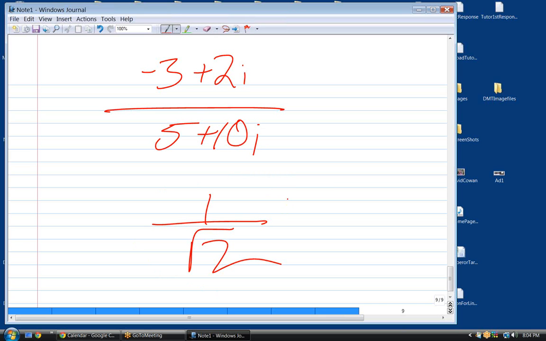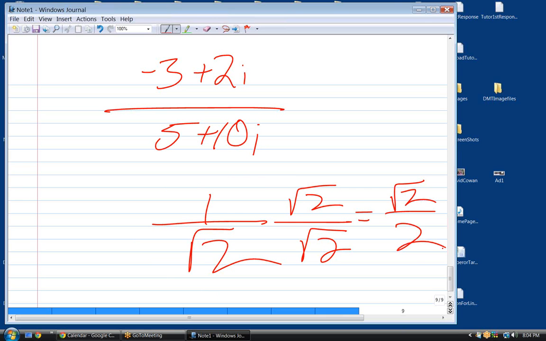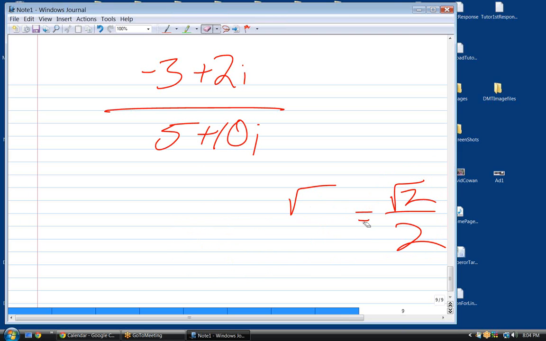How do I rationalize the denominator? By multiplying it by root 2 over root 2, which translates this thing into that. That's okay. It's got the irrational number in the numerator. Nothing wrong with that. You just can't have this irrational number in the denominator. Same thing with imaginary numbers. I'm not really going to divide. What I'm going to do is make the denominator a real number. How do I do that? By multiplying by the conjugate.